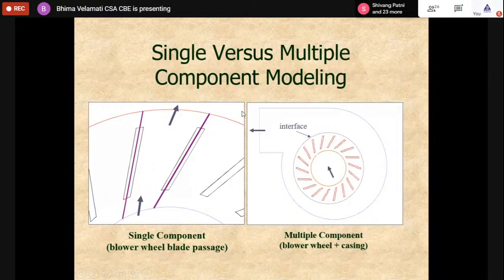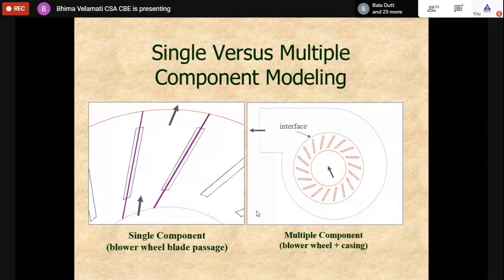So this is the difference between the single and multiple reference frame modeling. You will have an idea. If I have an impeller, which is for a pump, I have a flow coming in like this. It will go through the impeller and it will go out. This impeller is rotating. If I am solving for one of the passages of the impeller, or a blower, then I'm only solving for this region. Then in that case, you can solve it as single reference.